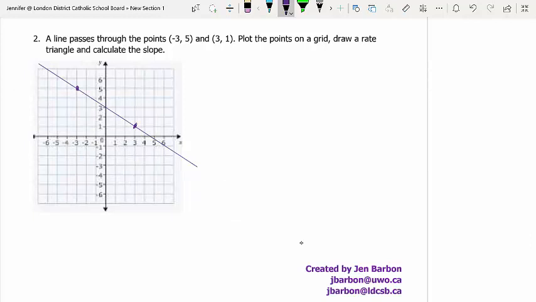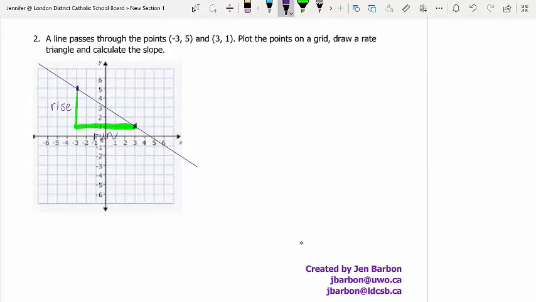Alright, now we're going to draw in our rate triangle. So basically, take the 2 points and make a triangle out of them. So here's the first point. I'm going to draw a line straight down, take a 90-degree turn to connect the second point. And there's my triangle. So now remember, the rise is the change in the vertical distance, so that's this side of the triangle. And the run is the change in the horizontal distance, so that's this side of the triangle.